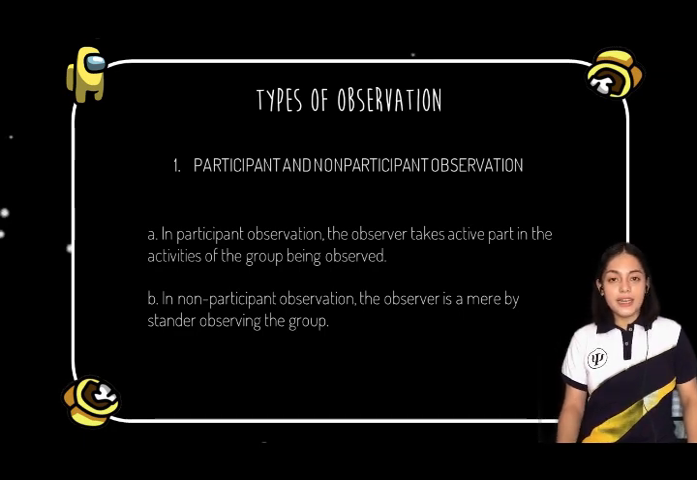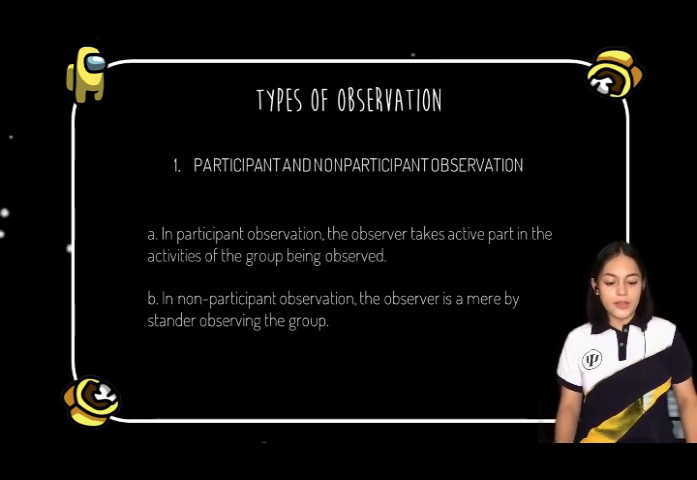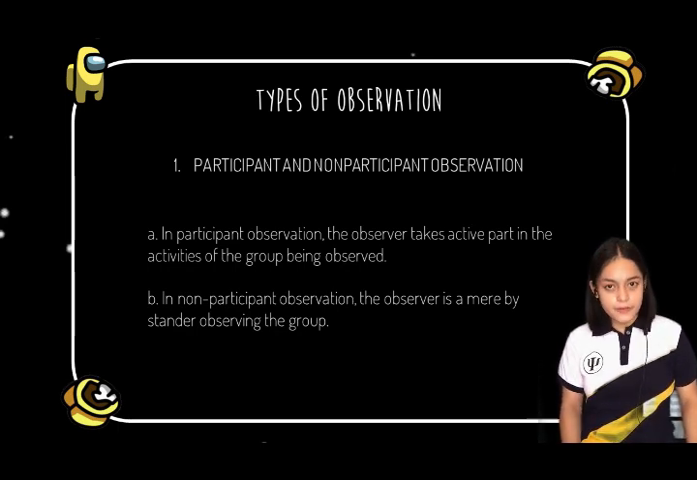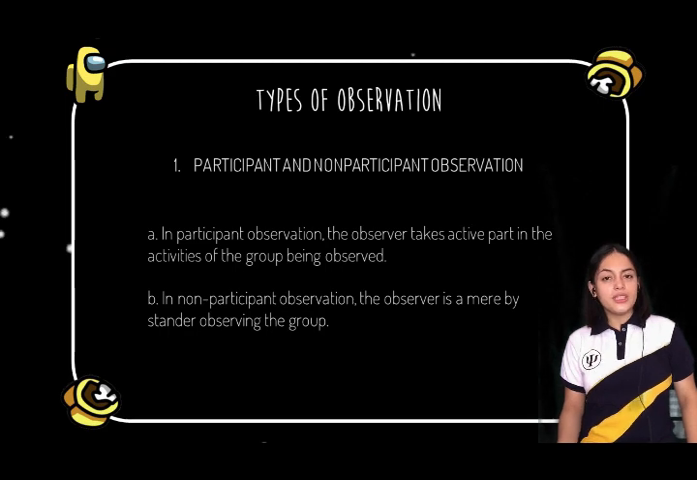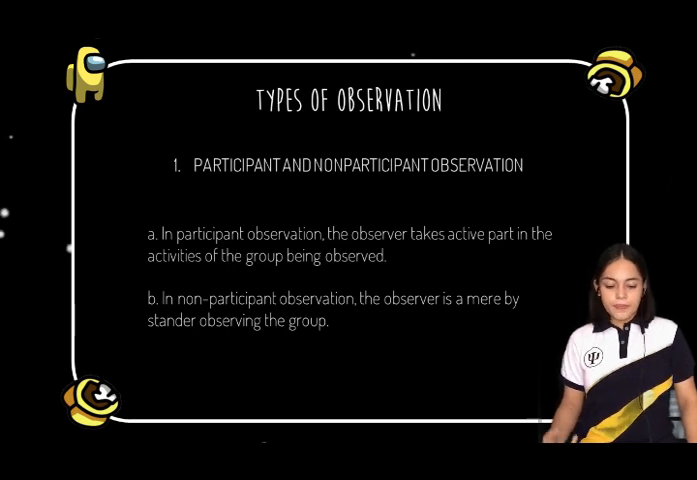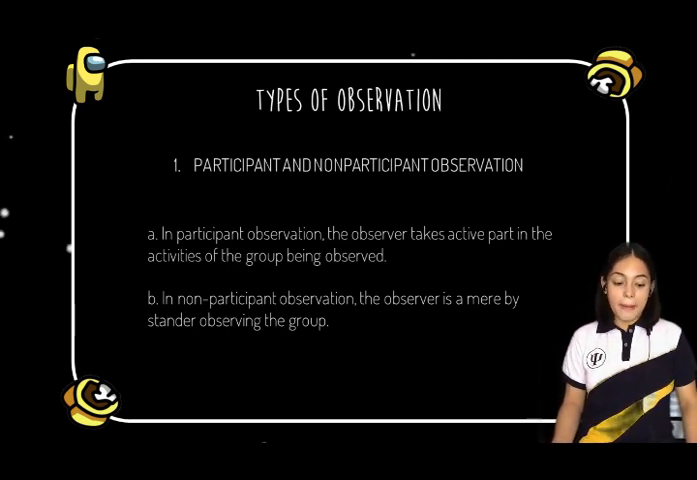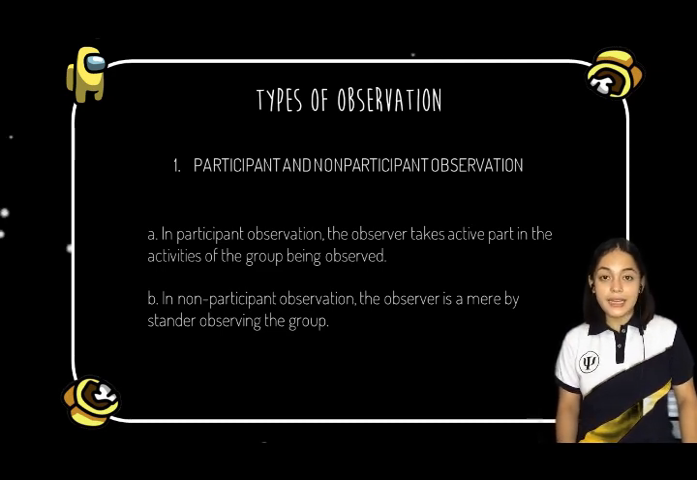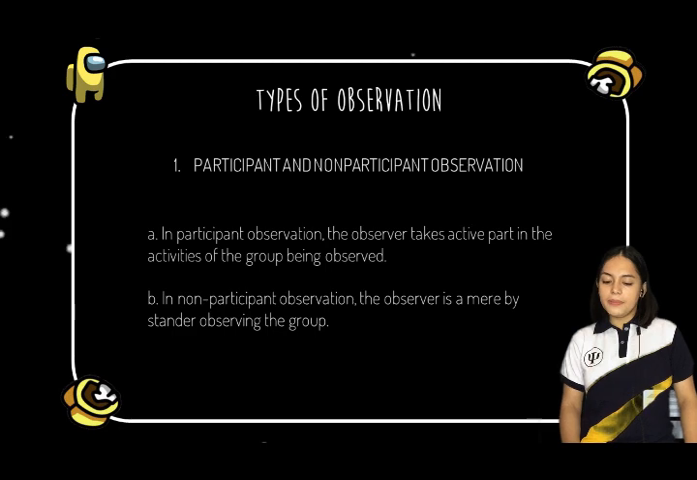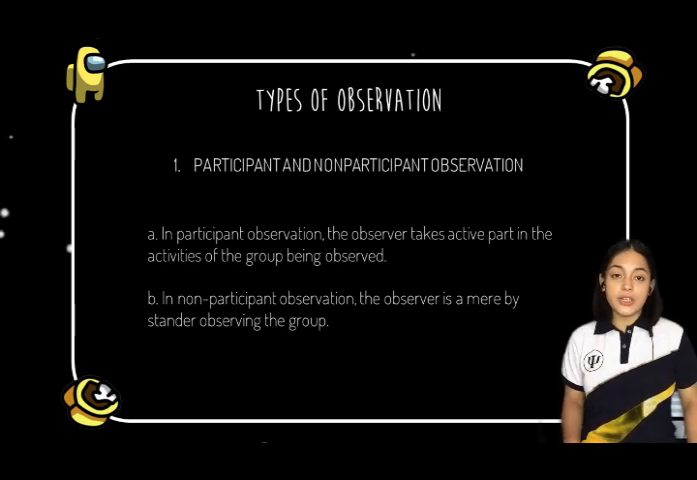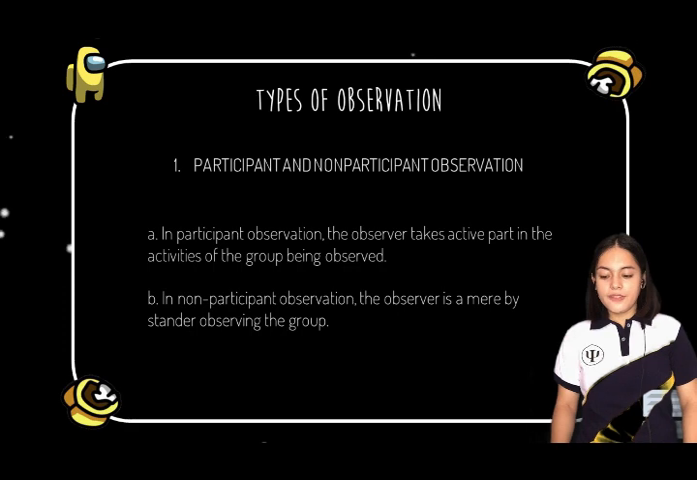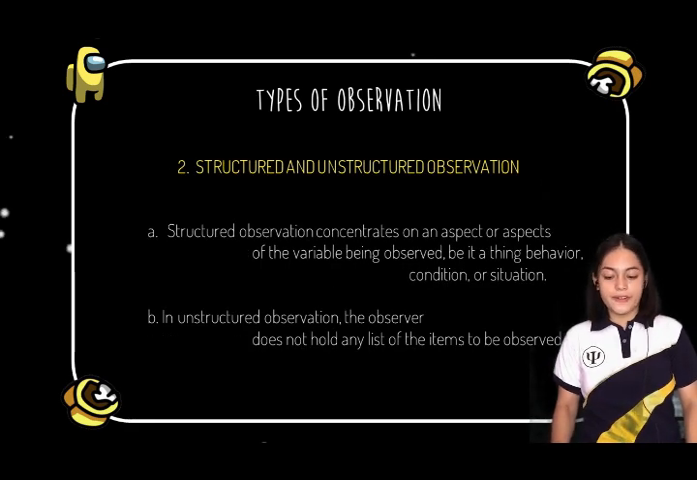Here, the investigator may disguise himself as someone who is part of the group just to be accepted as a participant observer. As we have noticed, when someone is observing us, we tend to not show them the real us and tend to change our behavior. That is why when the observer becomes one of the members, their behavior and responses are least likely to be affected. In non-participant observation, the observer is a mere bystander observing the group. Unlike participant observation, he does not participate in any activities of the group, but his job is to just observe.